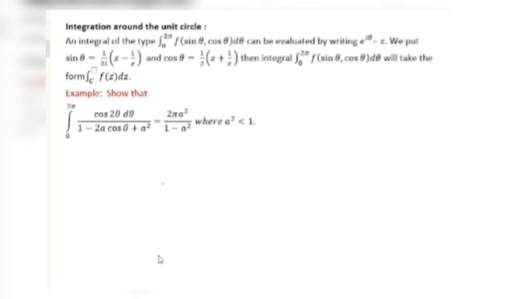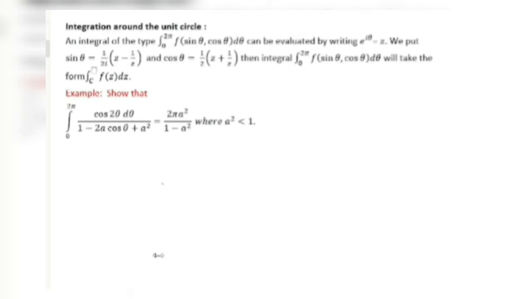Then the integral from 0 to 2 pi f of sin theta, cos theta d theta will take the form integral around C f of z dz. Okay? That means we are converting the function of theta into the function of z. Now example, show that integral from 0 to 2 pi cos 2 theta d theta divided by 1 minus 2a cos theta plus a square is equal to 2 pi a square divided by 1 minus a square, where a square is less than 1.